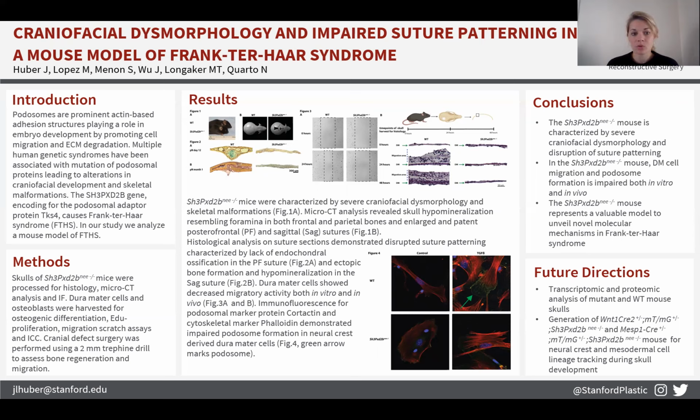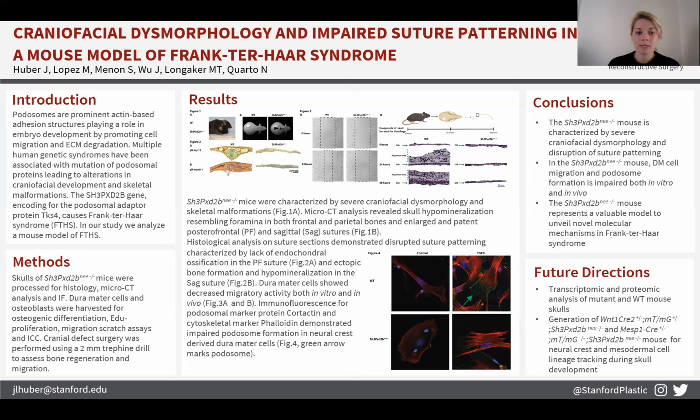We can also distinguish two bone layers, an endocranial and an ectocranial bone layer. In the mutant mouse on the right side, we can only see one bone layer, and in the middle there's membranous suture mesenchyme and no cartilage formation. So the PF suture does not undergo endochondral ossification.